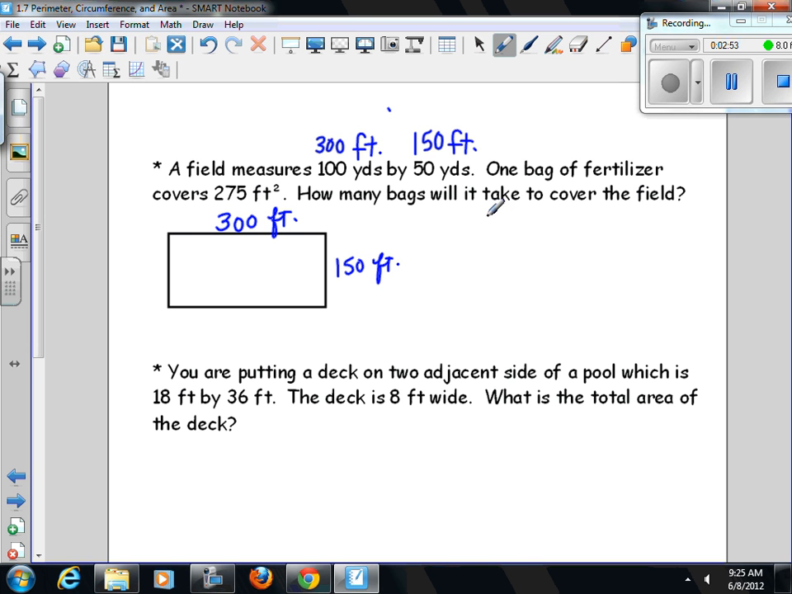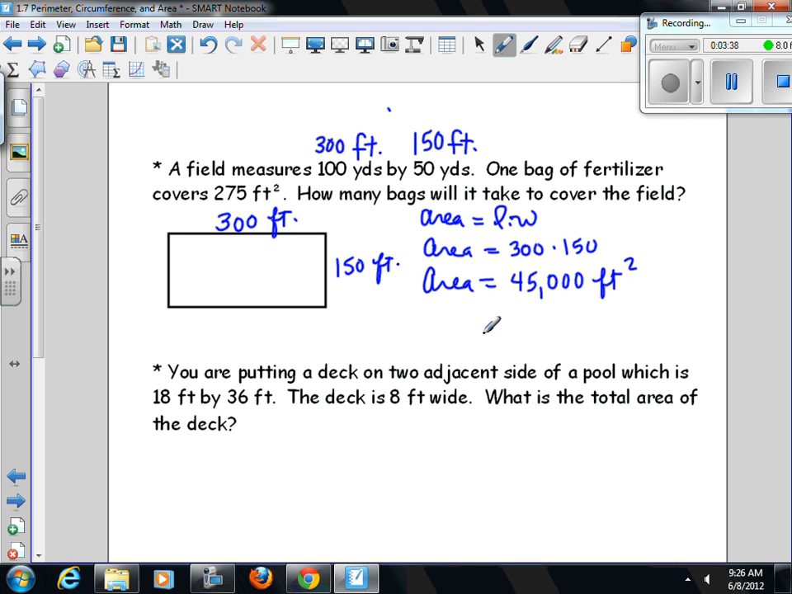Now, the bag of fertilizer tells us that it covers 275 square feet. So we need to find the area. We need to find the square footage needed to cover this whole field. So we're going to have to find the area. The area is equal to length times width. So we are going to be saying area equals 300 times 150. So let's go ahead and do that. And 300 times 150 gives us 45,000 square feet.